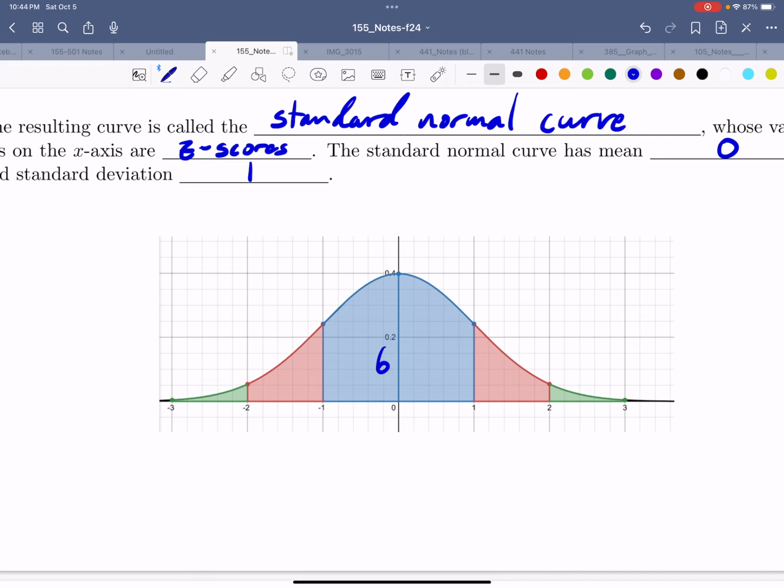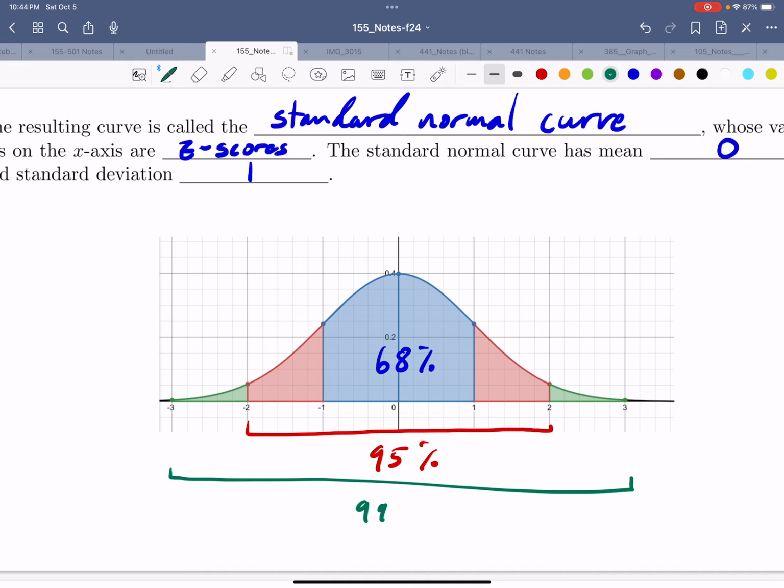So just note that 68% of the data will be within this blue region, 95% of the data is within this red region, and then, of course, 99.7% of the data is within this green region right here. But again, just to point out, the mean equals 0 and the standard deviation equals 1. Okay. Hope that's clear.